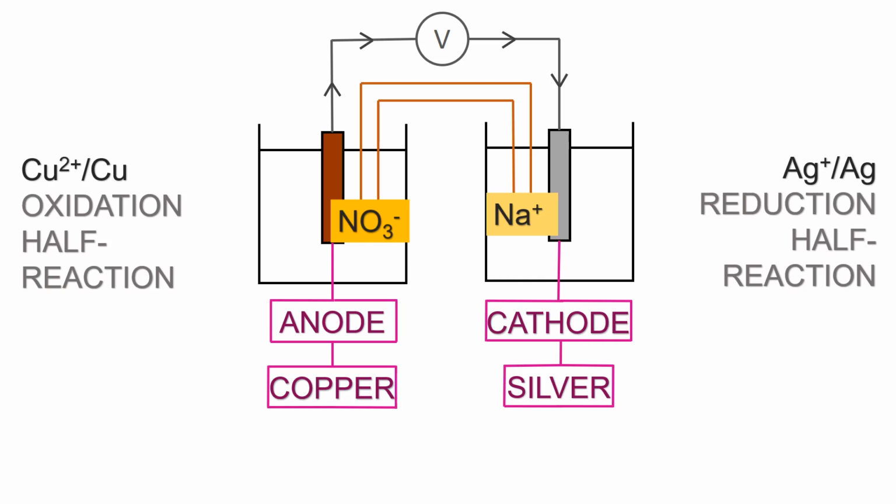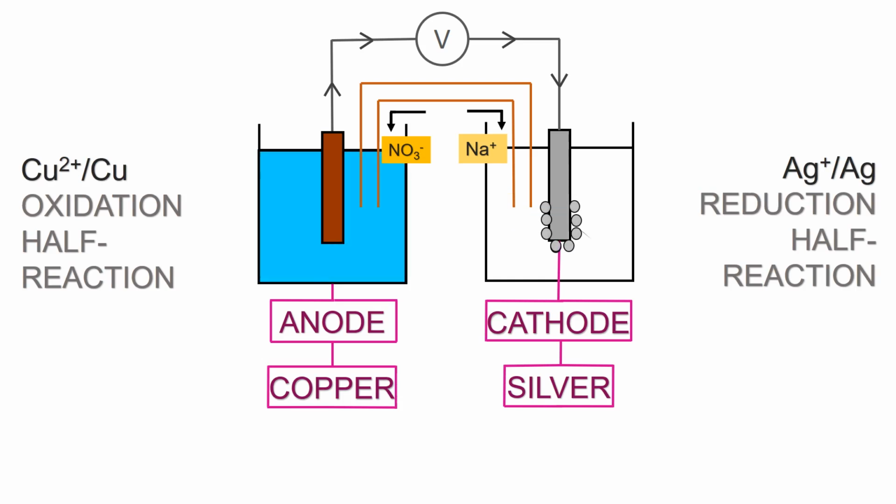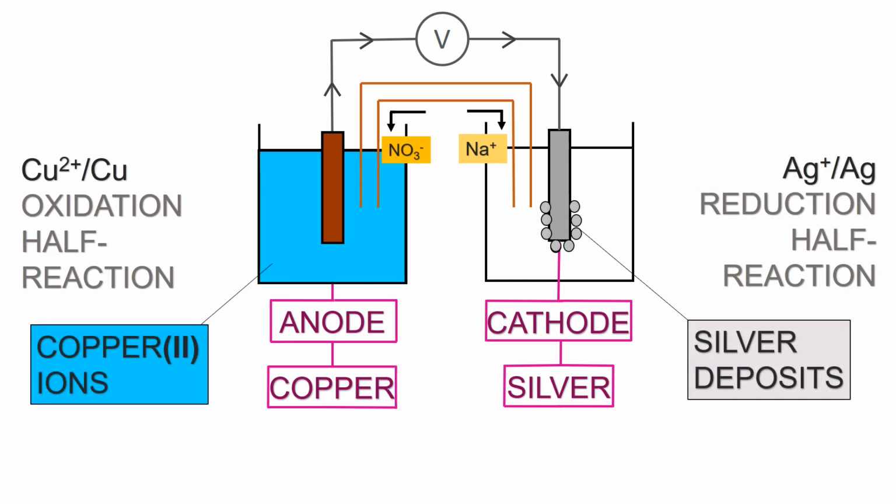After some time, silver deposits will be observed on the cathode, and the anode electrolyte solution becomes a more intense light blue because of blue copper 2+ ions.